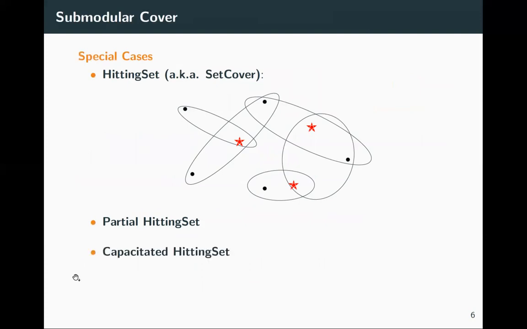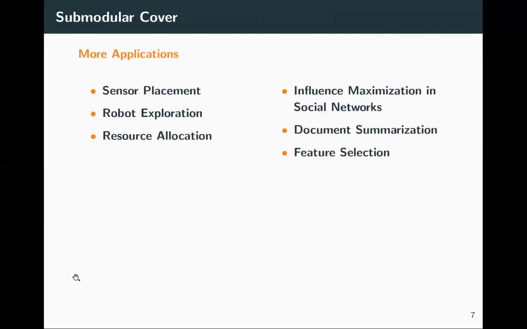You can define a capacitated variant in which every vertex can only be used to cover some capacity number of subsets, Frankensteins of these, and the list goes on. And all of these are captured by submodular cover. I won't harp on this too much, but this problem is really used in a huge number of areas to model a very, very impressive number of applications.